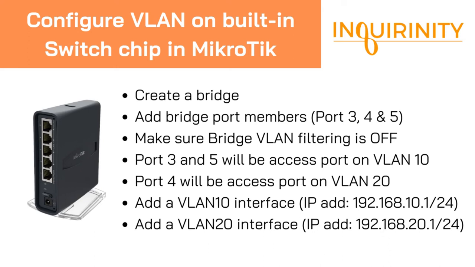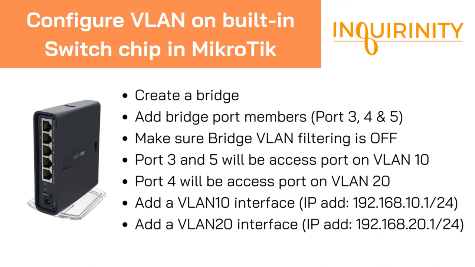So what we have here is a summary of the configuration needed for this tutorial. We will make port number 3 and 5 an access port and assign them to VLAN 10, while port number 4 will also be an access port, but this time on VLAN 20.